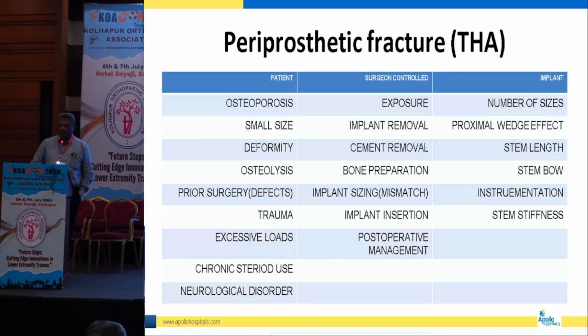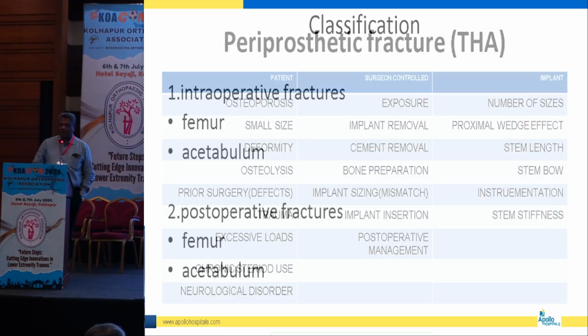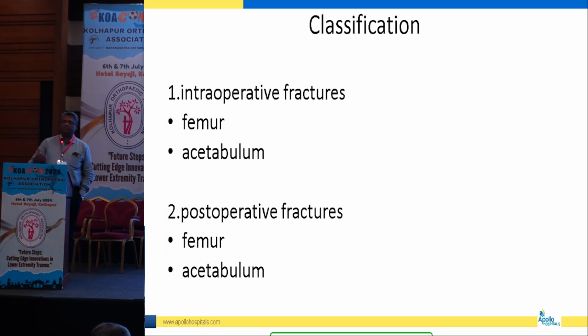I don't want to go into all these patient-related factors. We all know, at this stage, that osteoporosis, small size, strong stature, pre-existing deformity, lysis, and prior surgery defects can all be causes for periprosthetic fractures in a hip. Classification: intraoperative fractures and postoperative fractures, which we describe and approach accordingly. When we have an intraoperative fracture on the table, how do we address that; and for postoperative fractures, we have enough time to plan and execute those fixations.